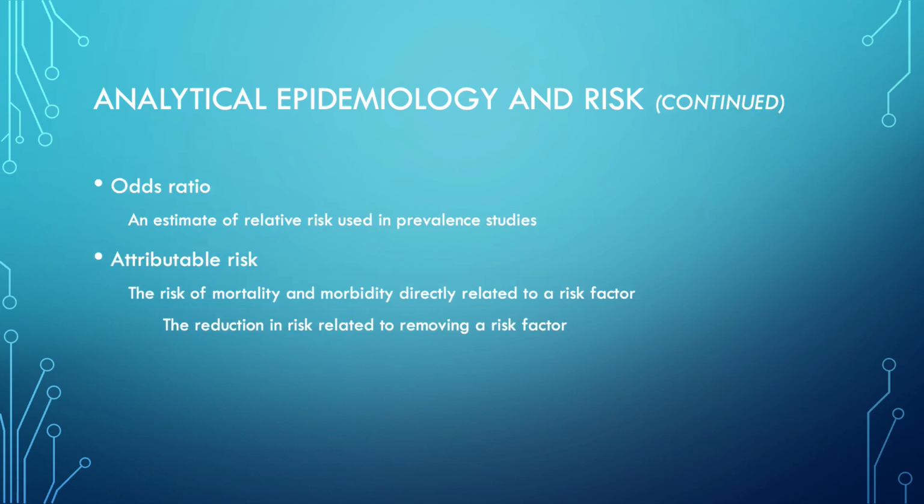Some additional terms we want to define are odds ratio and attributable risk. Odds ratio is an estimate of relative risk used in prevalence studies, so specifically prevalence studies. We also have attributable risk, and this is the risk of mortality and morbidity directly related to a risk factor, and then the reduction in risk related to removing a risk factor. So think about smoking, right? The more you smoke, the greater your chance of lung cancer. If you remove smoking, you get a reduction in chances of lung cancer.